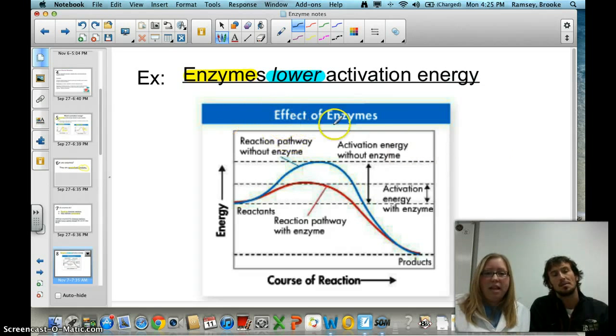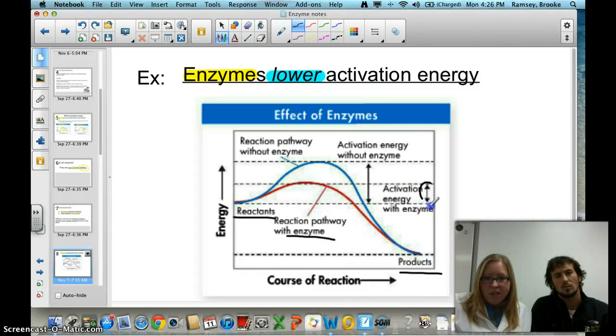So this is an enzyme activation energy graph. If you look at the red line, this is showing how, if you're using a chemical reaction, you have the reactants right here, the reaction occurs, and this is your products at the end. And this red one is showing if you were to use an enzyme and how much activation energy is needed, how much energy is needed to get that reaction started. There is not very much.